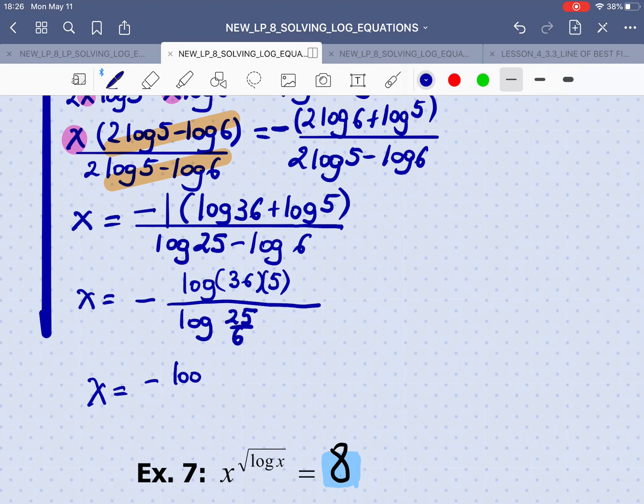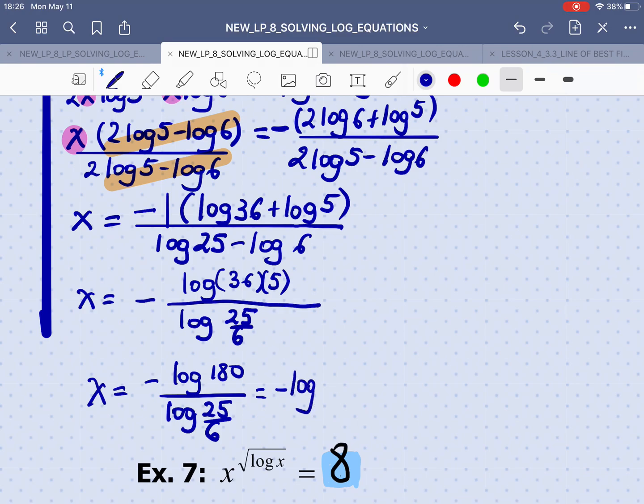So in a simpler form, we can say that x equals negative log of 36 times 5, which is 180, divided by log of 25 over 6. You're probably thinking of getting rid of this minus. It could have happened if we took out the negative in here, so that would have changed this to 6 over 25. If you want to do that, that's fine, but if you want to leave it in this form, that's totally fine as well.